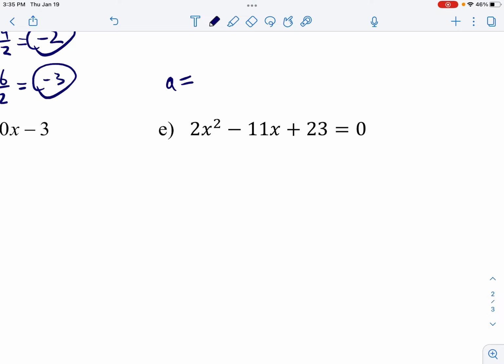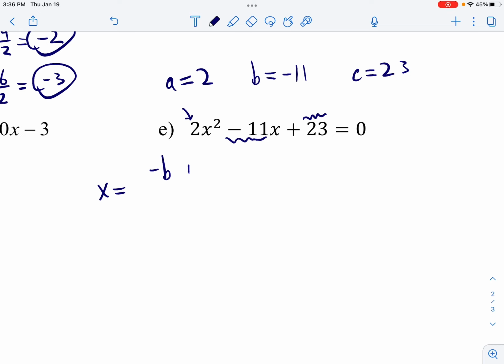My A is the number that's right next to my x squared variable, so here it's 2. What's my B? The B is right next to the x variable, that's negative 11. And what's my C? My C is my constant term, that's 23. So what's x equal to? What does the quadratic formula say?